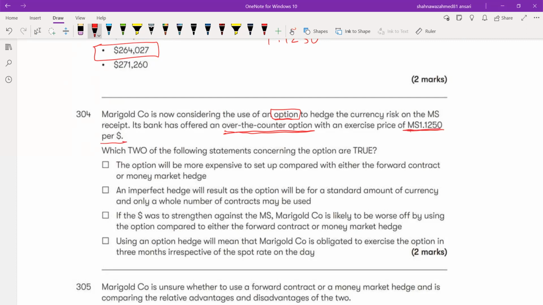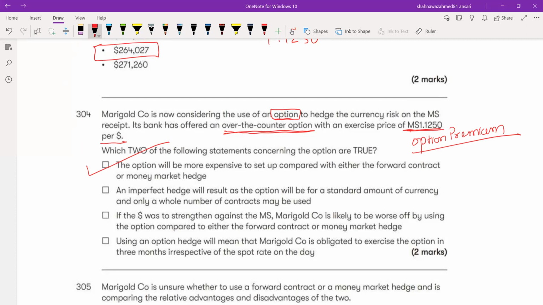Which two of the following statements concerning the options are true? Number one, the option will be more expensive to set up compared with forward contract and money market hedging. Yes, option contracts are very expensive compared to others because you have to pay the option premium, which is a non-refundable amount. Why? Because options provide you flexibility that either you can exercise or lapse the contract. So that's why you have to pay extra premium.